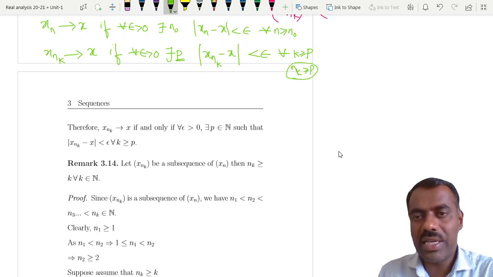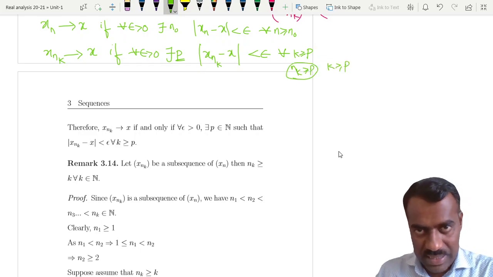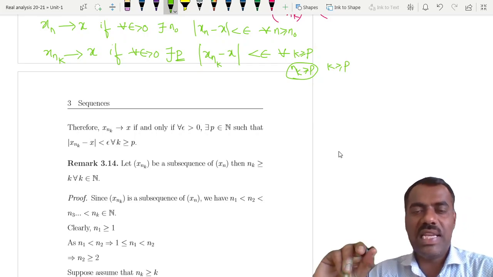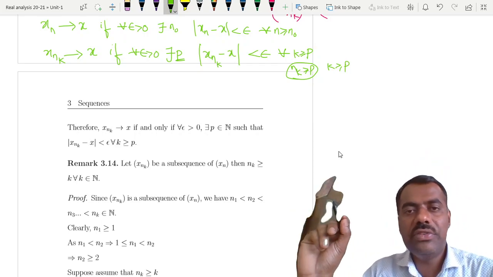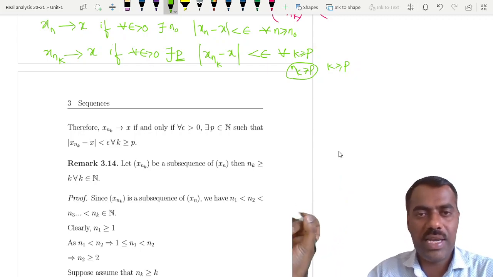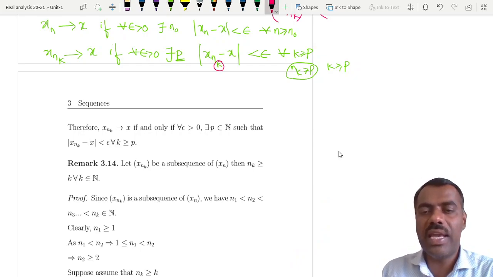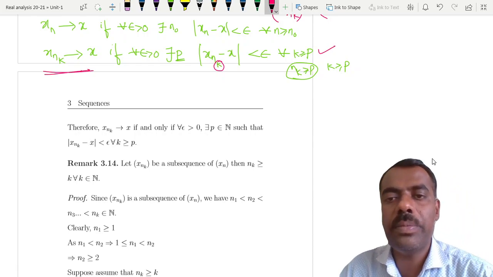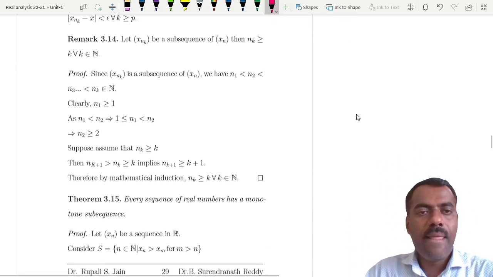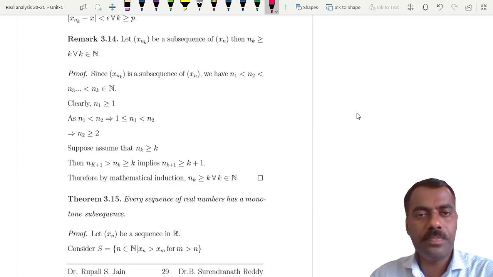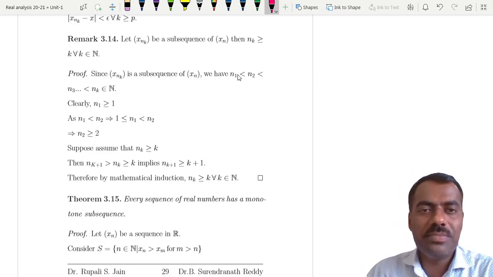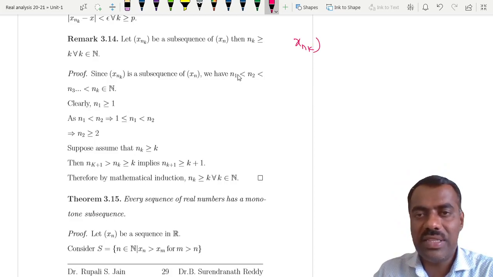Of course, even if you write it there is no problem, but the n in that subsequence is just fixed. In the index you will write n1, n2, n3 and so on, so the only thing that varies is this k. That's why, for all k greater than or equal to p, if mod xnk minus x is less than epsilon, then we say that the subsequence converges. Okay, fine. Of course, you can always see that this is a subsequence.